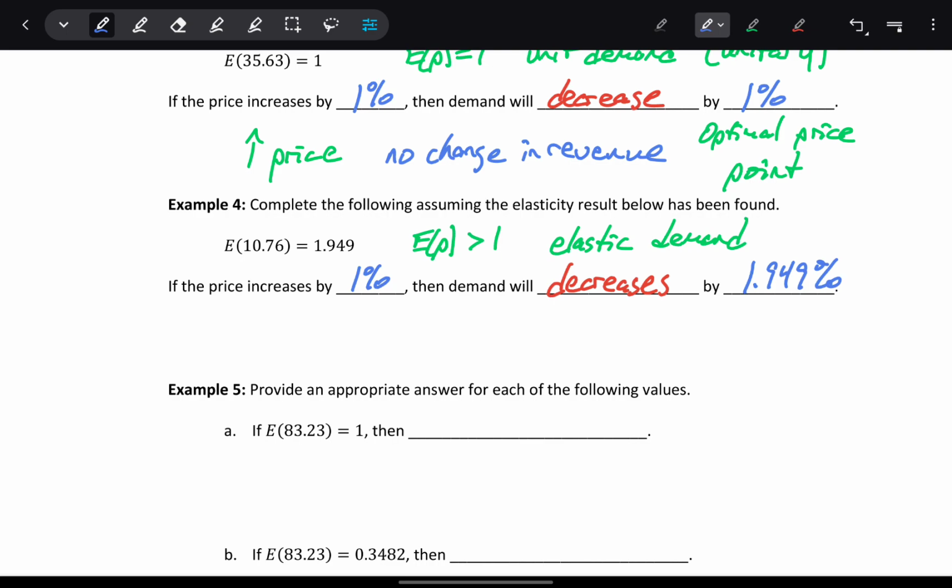So that decrease in demand outweighs the increase in price. That means that increasing our price will result in a decrease in revenue. Or we could flip that around and say that if we decreased our price, we would increase our revenue.